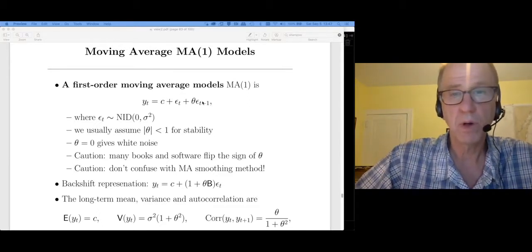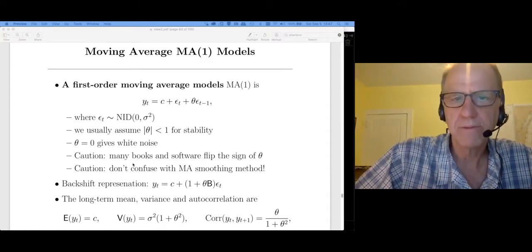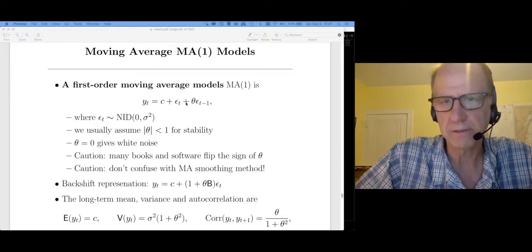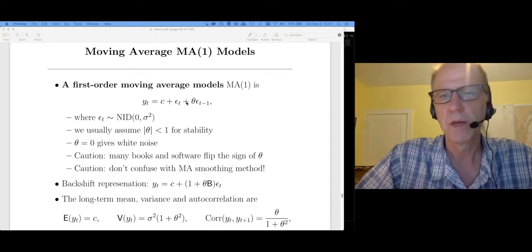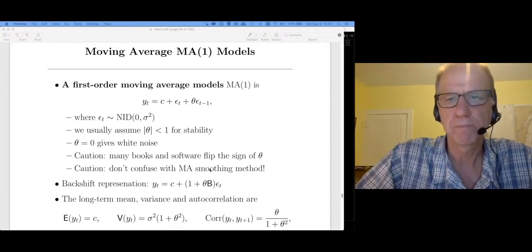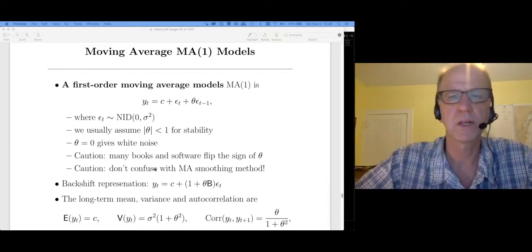Now let me issue a couple cautions before we move on. The first caution is that a lot of other textbooks and other software programs flip the sign of theta. So I'm going to be consistent with what's in R. I'm not going to make this a negative as some other books would. But if you're using another textbook, just beware that it might be flipped. Another caution is that this is not at all related to the moving average models that we discussed back in the smoothing chapter. Even though they're called the same things, they're not the same model.